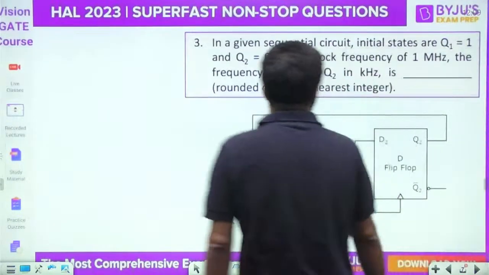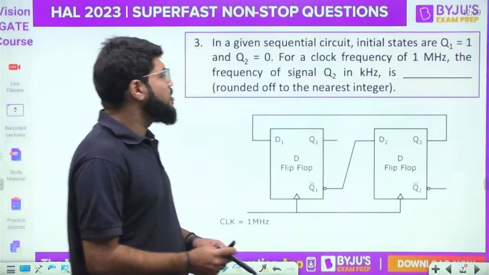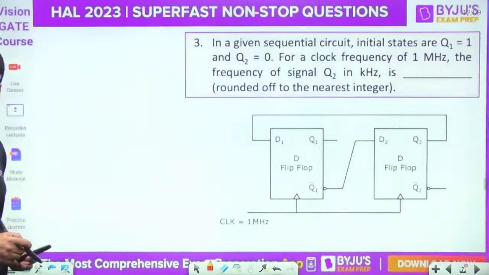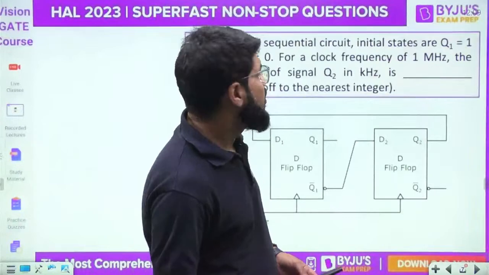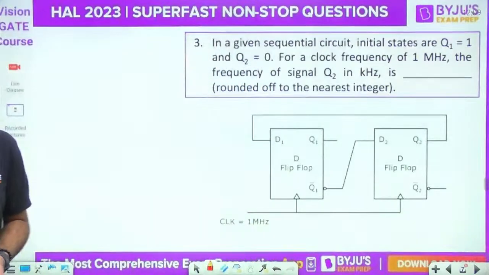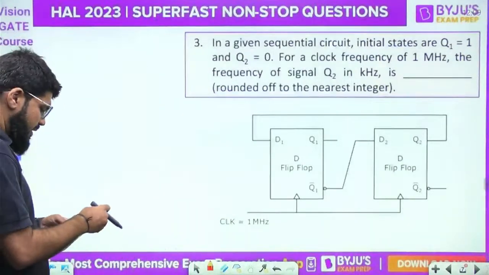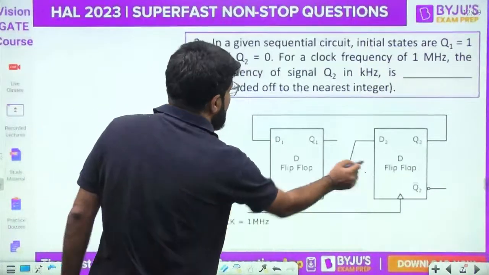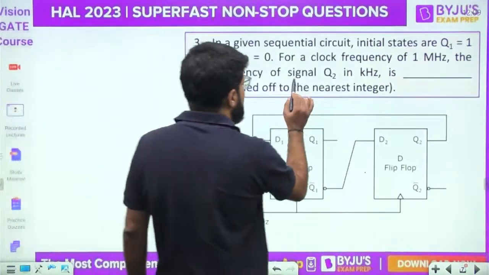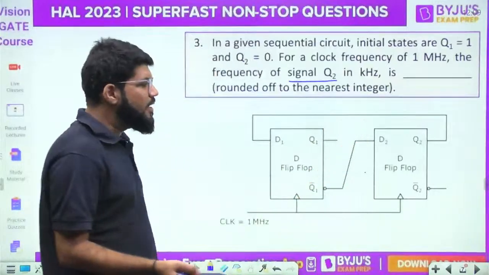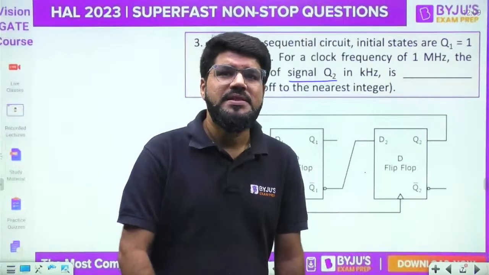In the given sequential circuit, initial states are Q1 equal to 1 and Q2 is equal to 0. For the clock frequency of 1 megahertz, what is the frequency of the signal Q2 in kilohertz? Yes, Martina, correct answer. Okay, so initial state is given to you. That is Q1 is 1 and Q2 is equal to 0, and we need to determine the frequency of the signal Q2, and Q2 is the MSB.